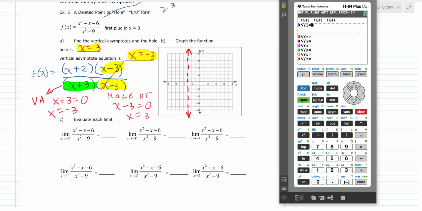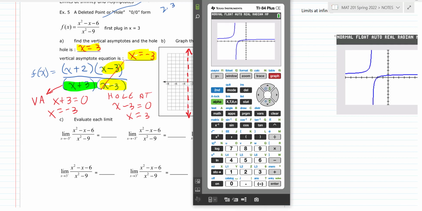I'm going to put the original in now, not the version after the x minus 3 cancels. So we put in x squared minus x minus 6, divided by x squared minus 9, like that. Again, I'll do that in the standard window. You can already see your vertical asymptote here, and the hole is at 3.